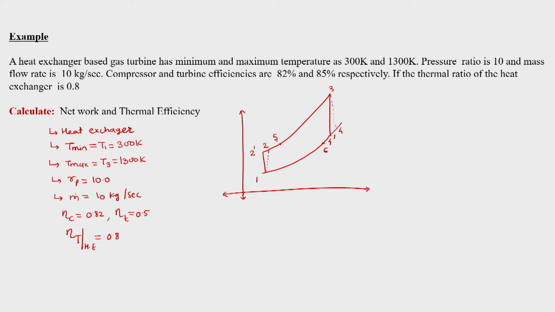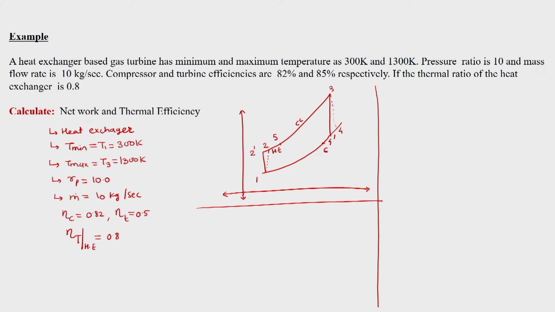We know that 2 to 5 is the heat addition in the heat exchanger before going to the combustion chamber. So, this is the heat exchanger, this is the combustion chamber. So, 5 to 3 is the only heat added in the combustion chamber. Now, we are supposed to find out the net work and thermal efficiency. So, for that sake, let us try solving this example.